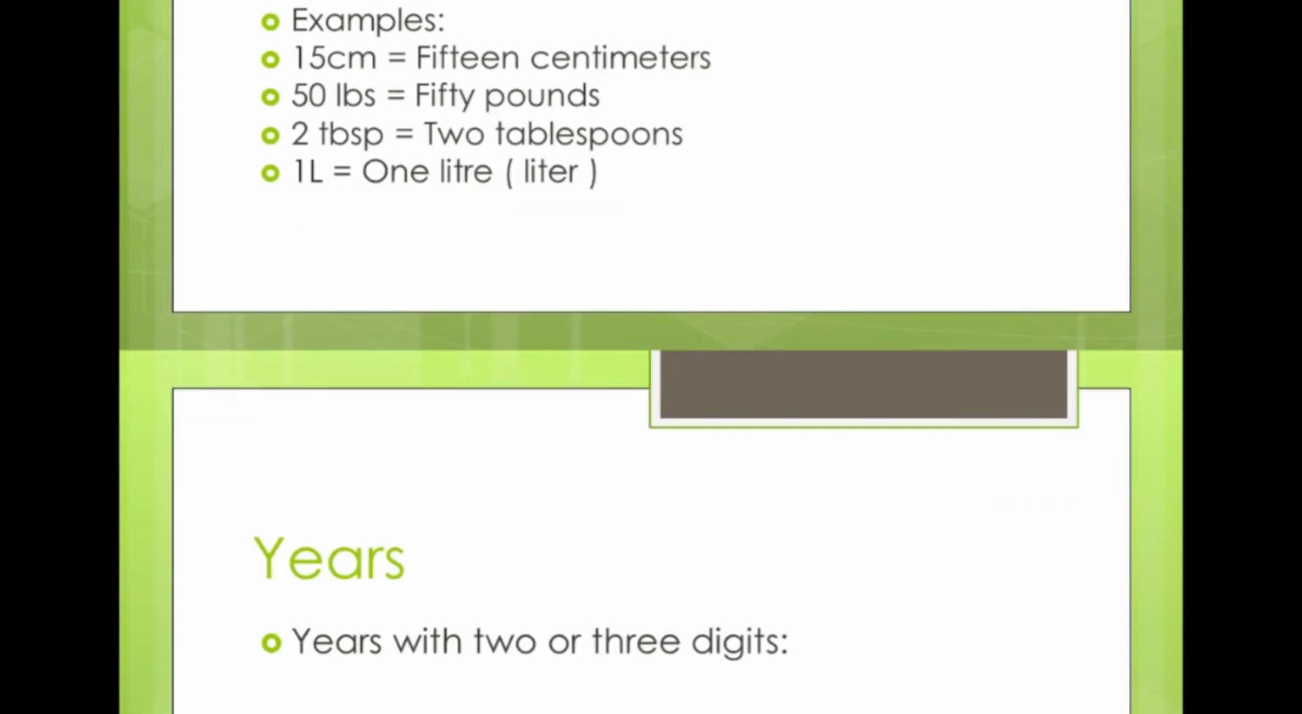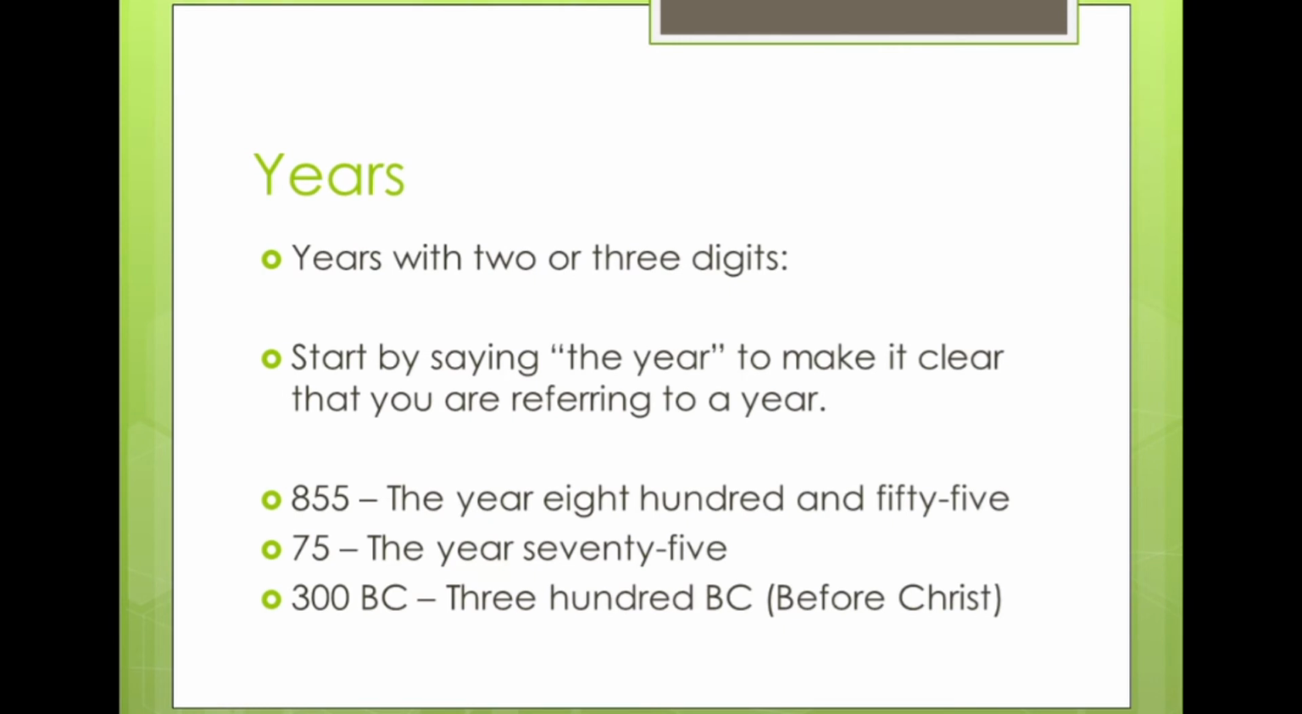Now this part is a bit tricky. There are many different ways to read years, but it depends on how many digits the year has. Years with 2 or 3 digits: start by saying the year to make it clear that you are referring to a year. For example, the year 855, the year 75, 300 BC, which is 300 years before Christ.